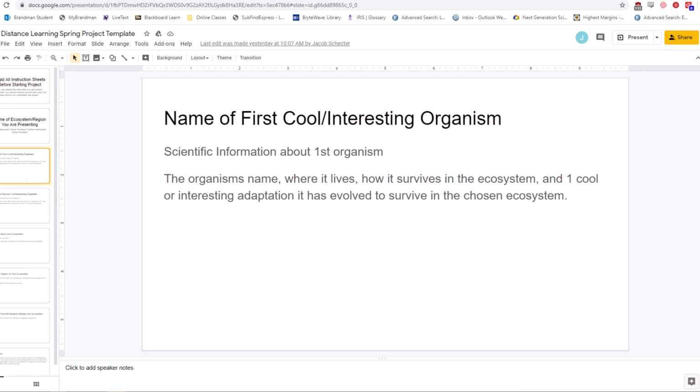Now, first, cool or interesting organism. Pick something fun or interesting. So tell them about the organism, where it lives, what's a cool, interesting adaptation it's evolved to survive in the ecosystem, how does it survive in general. Tell us about its adaptations, and same thing with the second one.